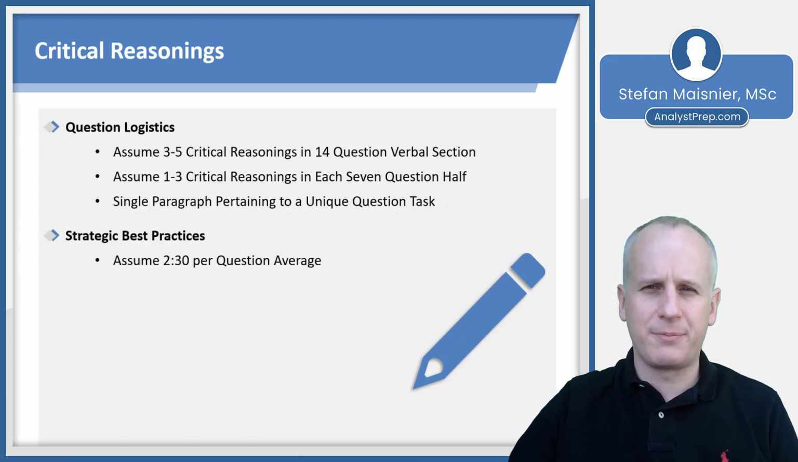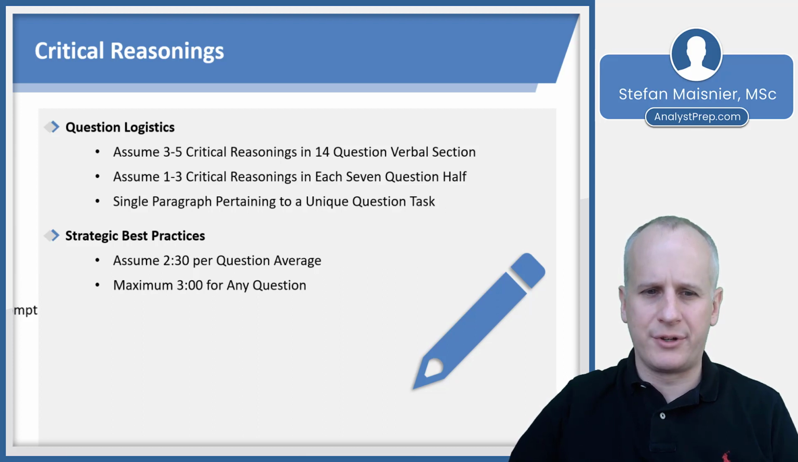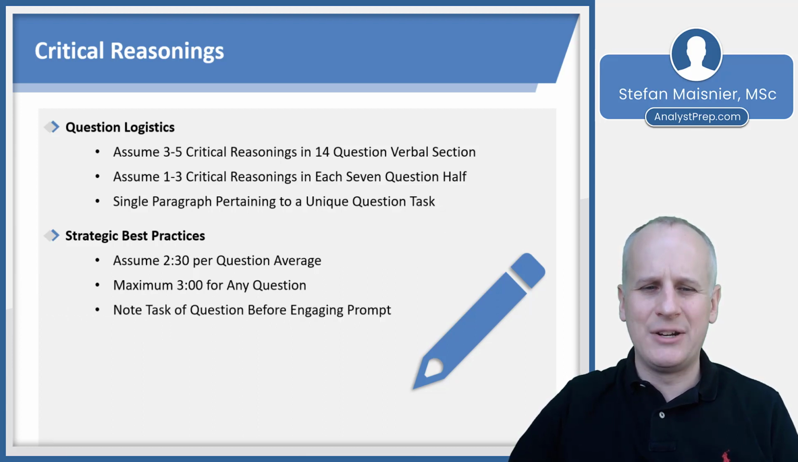Now, your strategic best practices for this question type: you're going to assume that there's a 2 minute and 30-second per question average. So a little bit more than your about 2 minutes if you just averaged out that 30-minute section over 14 questions. You're going to have a hard cap of 3 minutes for any individual critical reasoning. And you need to note the task of the question before engaging the prompt. Don't read the paragraph and then read the question and then reread the paragraph. Instead, figure out what you need to do first.